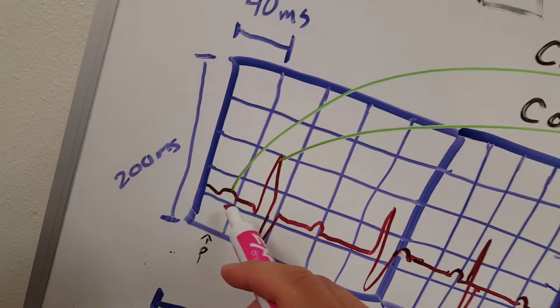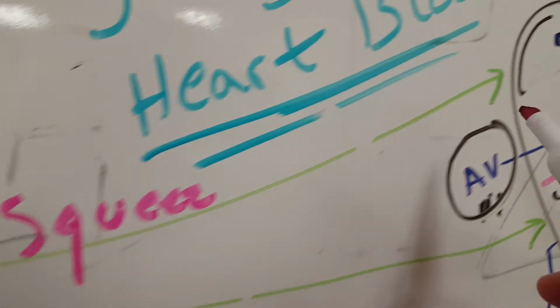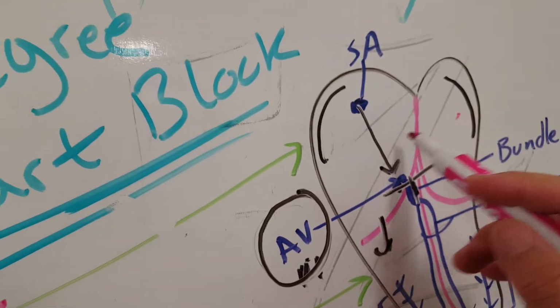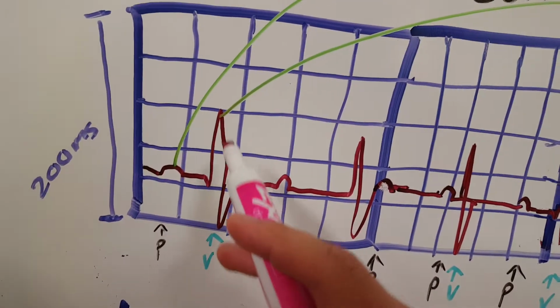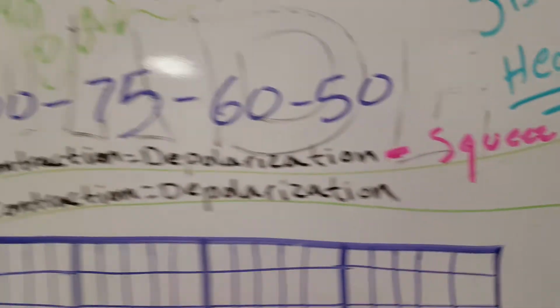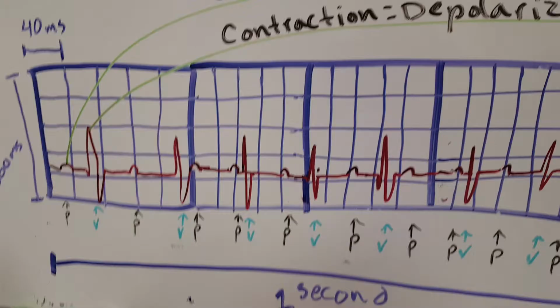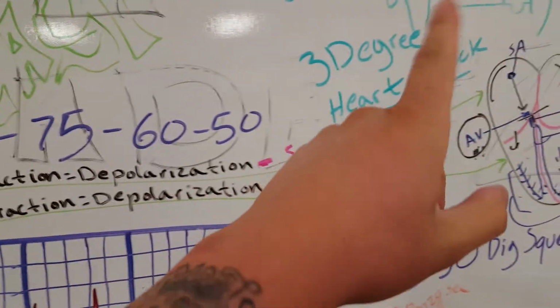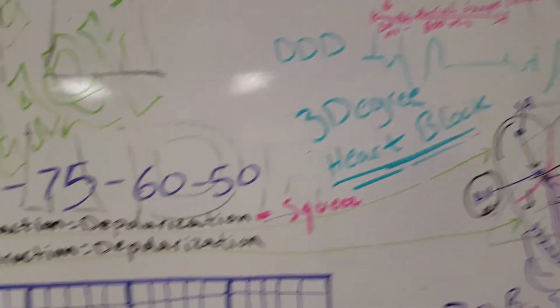So the P wave means that your atriums are contracting, squeezing, right? And then the QRS means that your ventricles are squeezing, contracting. All right, so hopefully that cleared that up. Don't worry about the rest of the stuff. I was working on some other stuff, so that's just other things that I'm working on.